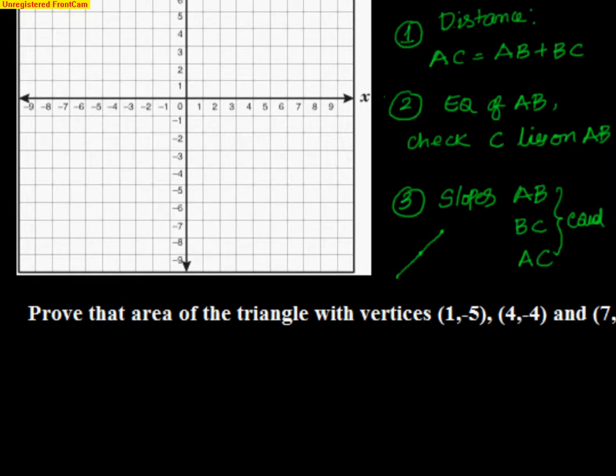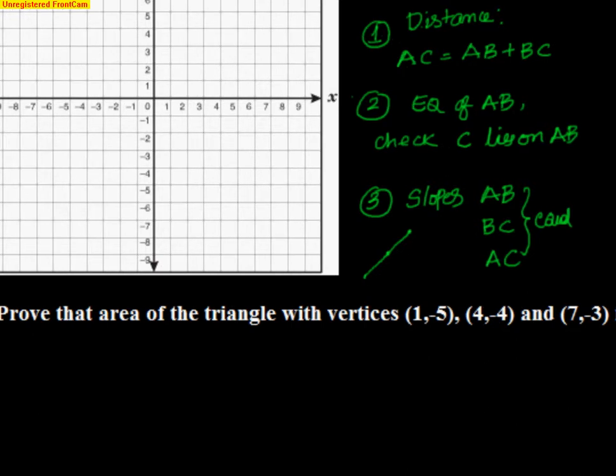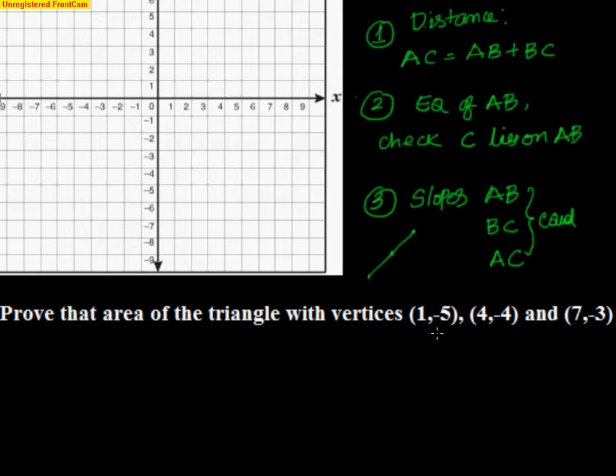Here we have a simple example. Prove that the area of the triangle with vertices (1, -5), (4, -4), (7, -3) is 0.